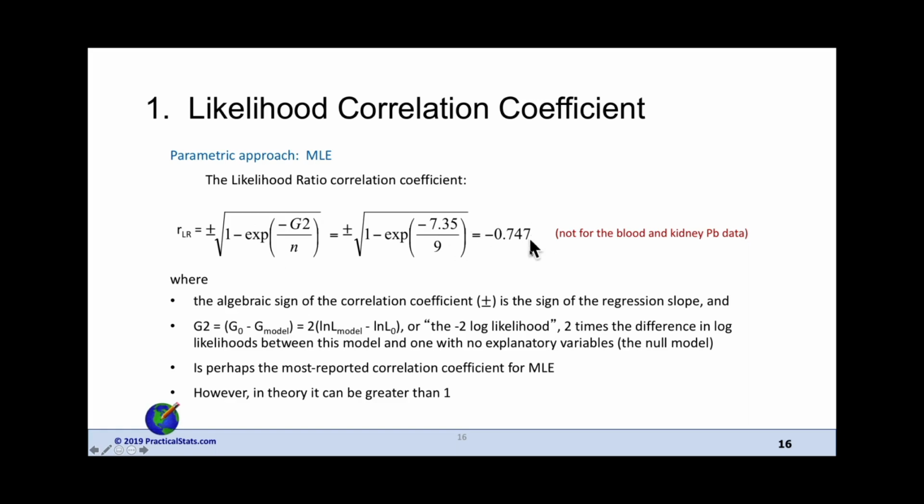This one is an older slide. It's not the blood and kidney lead data. Apologize for that, but it's easier to grab it. So this is probably the most commonly reported correlation coefficient. It has one issue, is that at the upper end, it can get higher than 1. And so that's not real great for correlation coefficients.